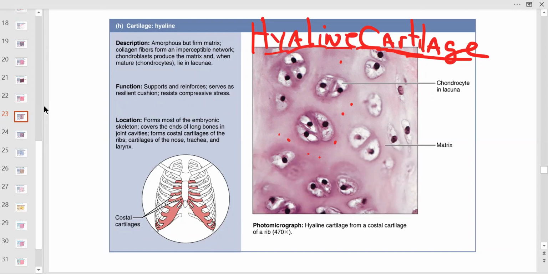And guess what type of cartilage? Come on, you could tell me. It's hyaline cartilage. Amorphous means it really doesn't take a specific shape, but it's got a beautiful picture. You can draw this too. You should be drawing all this stuff. It's the best way to learn it.